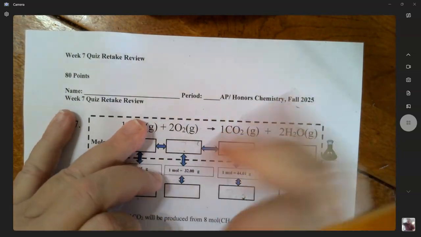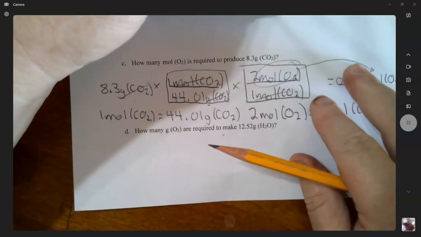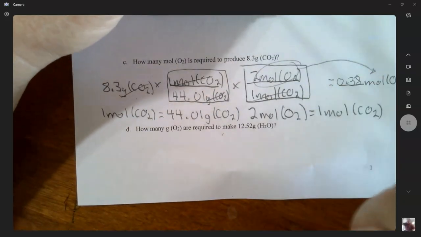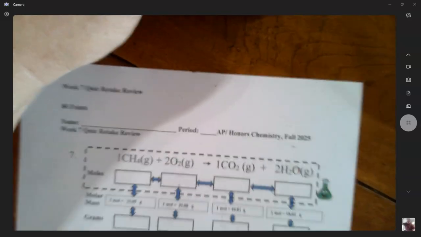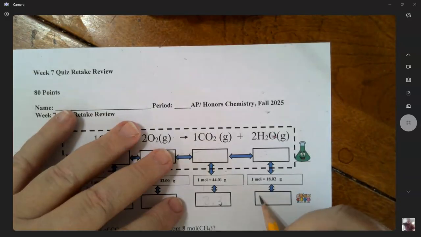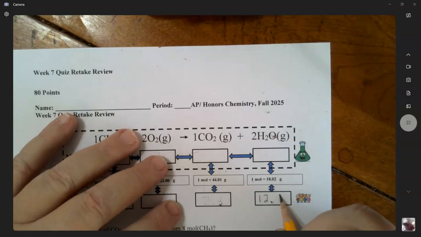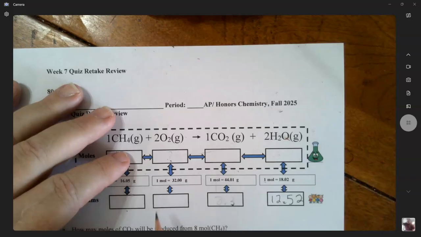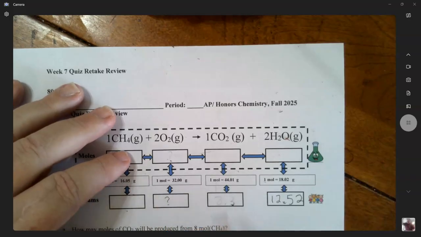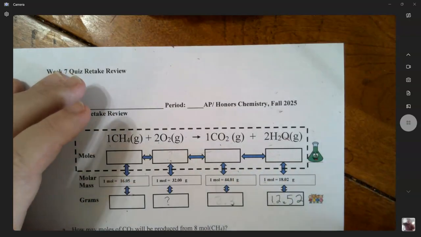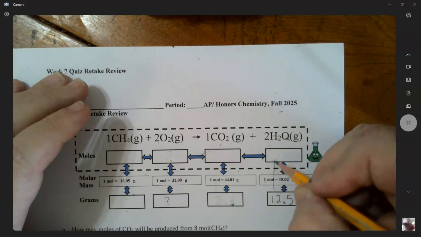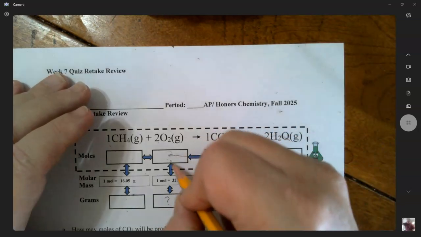All right, and then the question is, how many grams of O2 is required to make 12.52 grams of H2O? Come over here. We've got 12.52 here. And it's how many grams of O2 here? So you cannot go straight across. You can only go sideways when you're up in the equation because it's the only place we have relationships between the compounds. So you have to go up to here, over to here, and down.